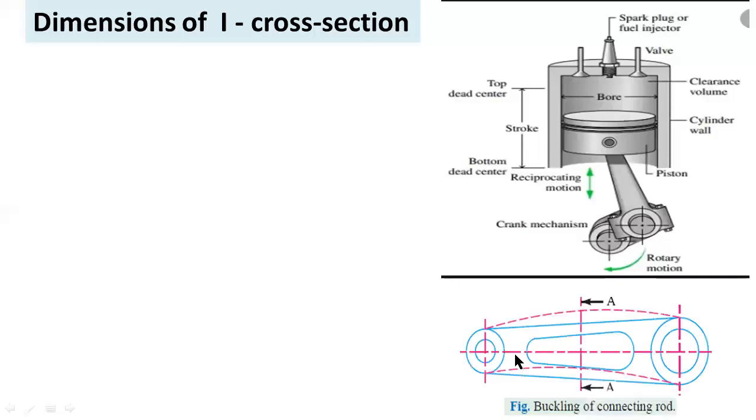This is the shape of a connecting rod. So you have to find out the length of the connecting rod. The length of the connecting rod means the distance between the two centers of the big end and small end. So from here to here the distance is small l. And from this point to this point, this is the radius of the crank.